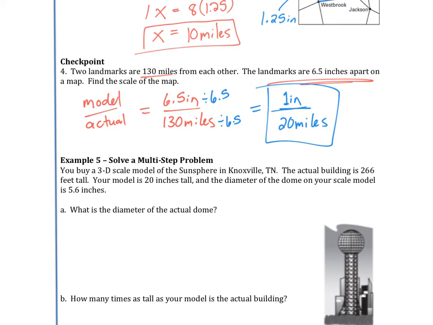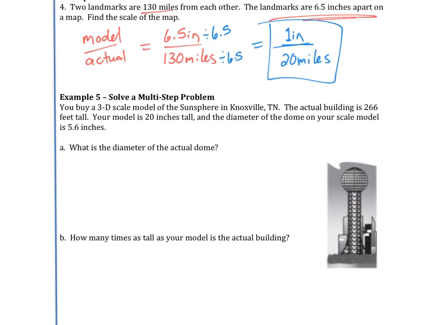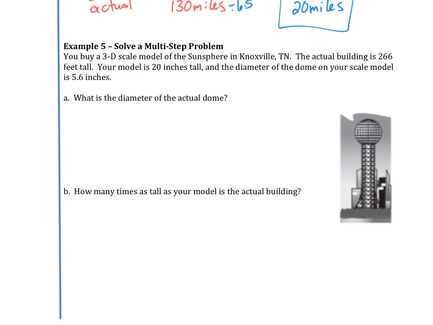Okay, and then we have our last example down here. It says you buy a 3D scale model of the Sunsphere in Knoxville, Tennessee. The actual building is 266 feet tall. That's the actual building. Your model is 20 inches tall. And the diameter of the dome on your scale model is 5.6. So first, let's do model over actual. What is the diameter of the actual dome?